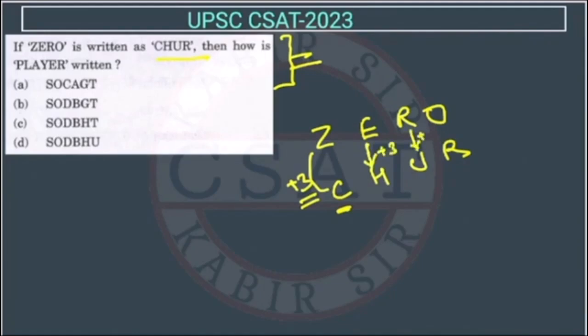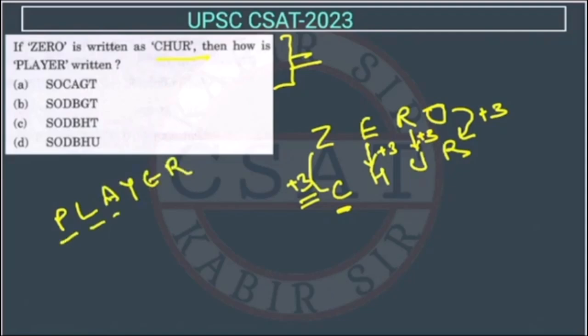RSTU. So this is again 3. Now O to R, PQR. So this is again 3. So every letter will move 3 steps forward, right? So now they have given PLAYER. So every letter will move 3 steps ahead, right?